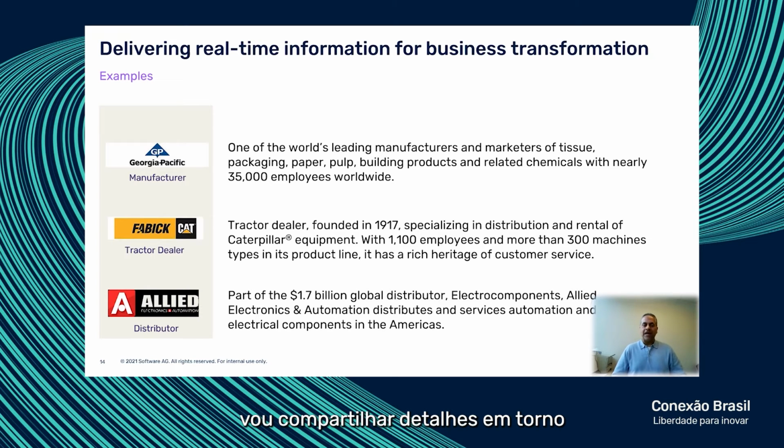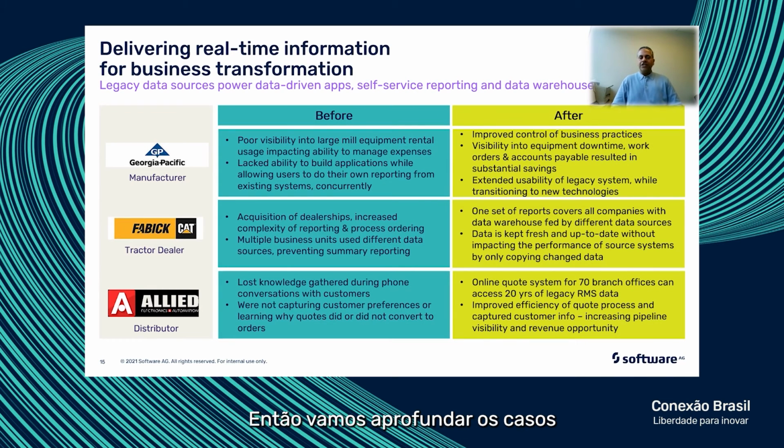And the third company I will share details around is Allied, which is a distributor. They're part of a $1.7 billion global distributor, Electro Components. Allied Electronics and Automation distributes and services automation and electrical components within the Americas. So let's drill into the actual use cases and the requirements prior to them acquiring the Connect's product suite, and then the results after.